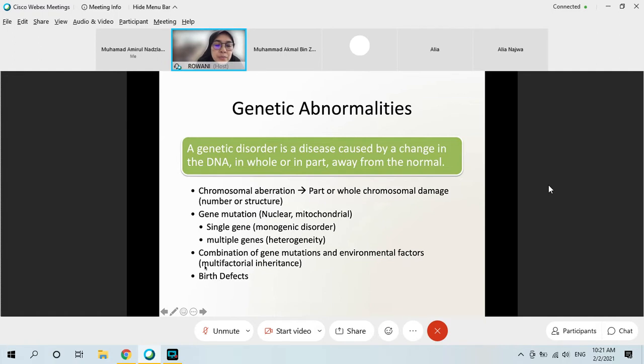I just put birth defect here. Birth defect is not a type of genetic abnormality, but it is a disorder that is frequently due to genetic abnormalities. Although some of it is not directly due to genetic effect, it may be due to teratogens, but I like to classify it under genetic disorders. In fact, most people would classify it under genetic disorders. It's mostly discussed under genetic disorders.